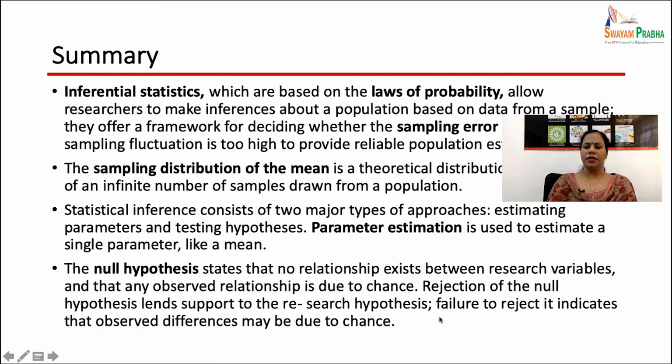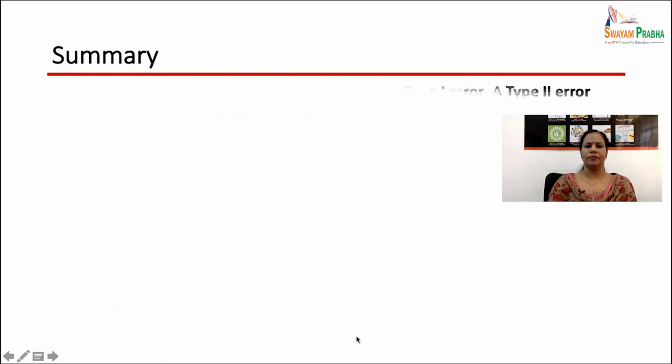So failure to reject indicates that the observed difference may be due to chance. Otherwise, we accept the alternative hypothesis, that the observed differences are true, not by chance.